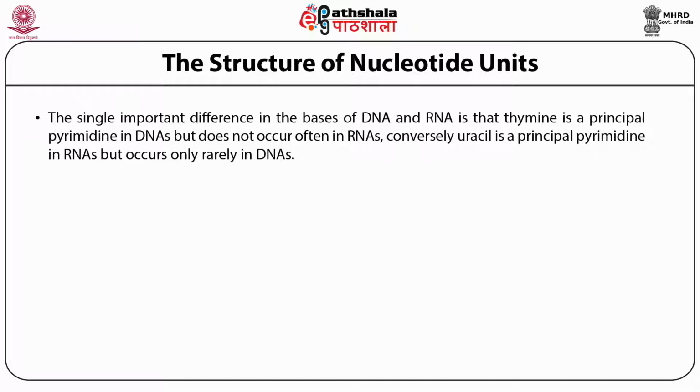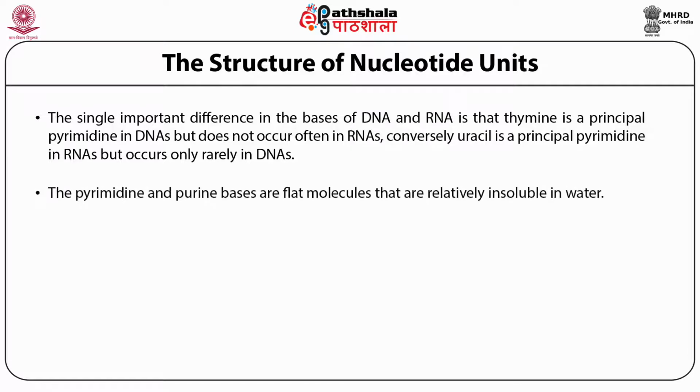G. The single important difference in the bases of DNA and RNA is that thymine is a principal pyrimidine in DNAs but does not occur often in RNAs. Conversely, uracil is a principal pyrimidine in RNAs but occurs only rarely in DNAs.